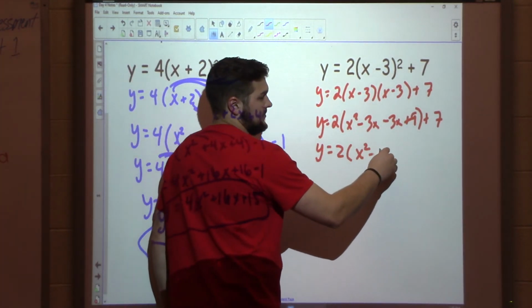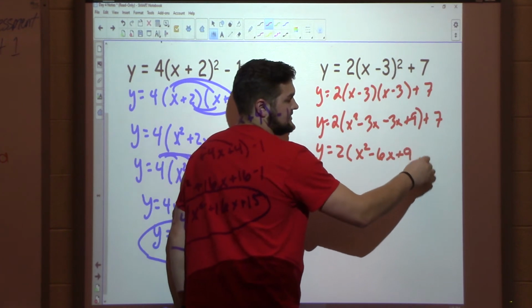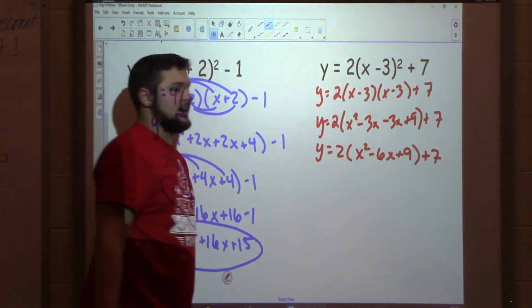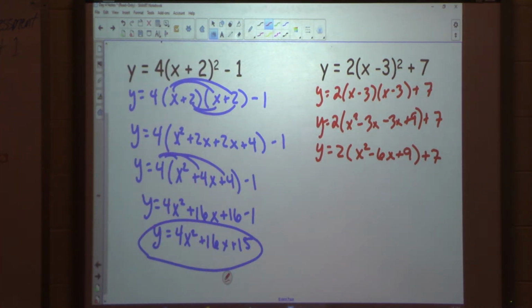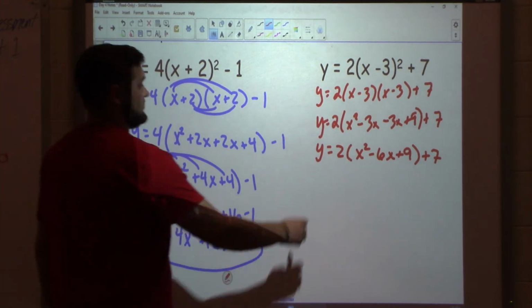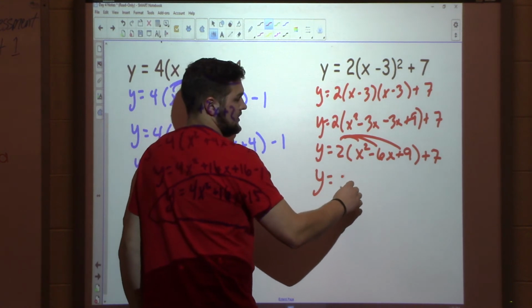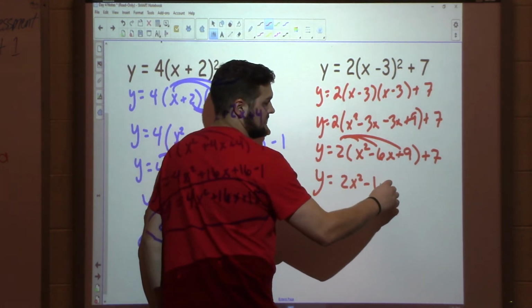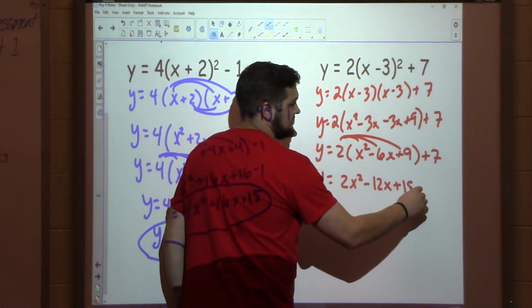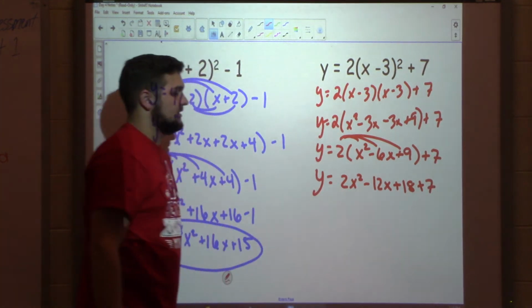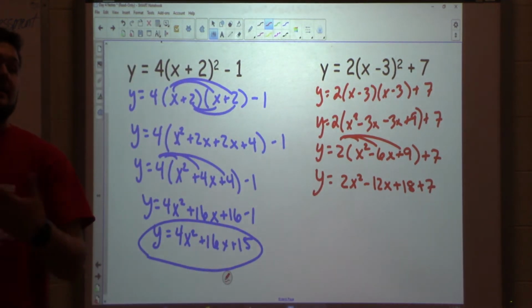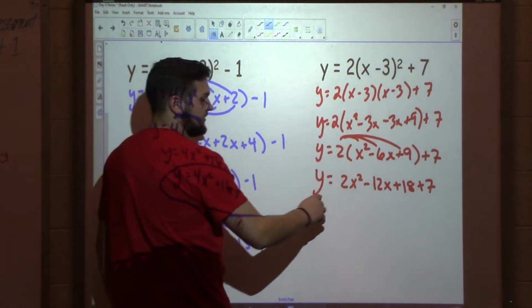We get x squared minus 6x plus 9 inside. Don't forget we have that 2 in front. We have the 7 behind. Well, once we've FOILed that, once we've combined like terms inside, then we can distribute. Y equals 2x squared minus 12x plus 18 plus 7. And then your last step, add 18 and 7.